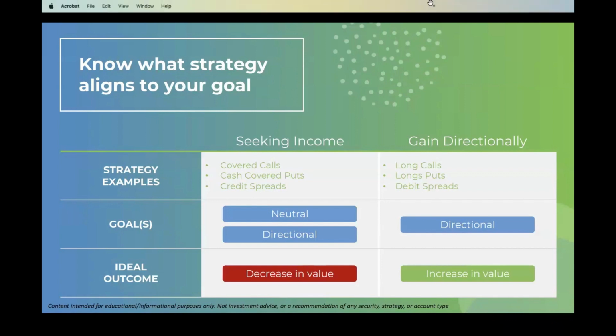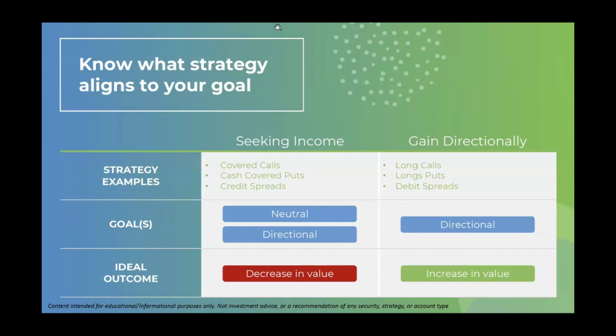Nonetheless, when you are trading options, you have to know which strategy aligns to your goal. And that strategy could be seeking income or gaining directionally. When we're talking about strategy examples that seek income, that means you're on the sell side of options. Your intent for that option is to not go up in value as much as possible. In fact, you want it to expire worthless. Those tend to be covered calls, cash secured puts, or credit spreads. If you're gaining directionally, you're expecting a sharp directional move in either direction. So if you're bullish, perhaps a long call, bearish, a long put, and then debit spreads are utilized to cap your gain potential.